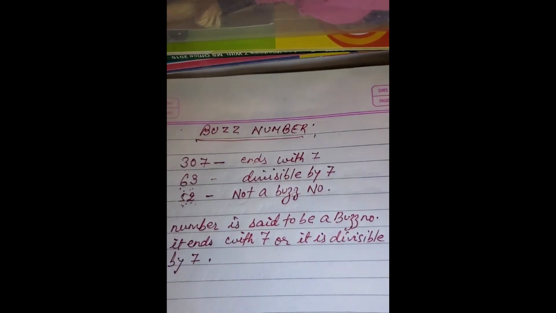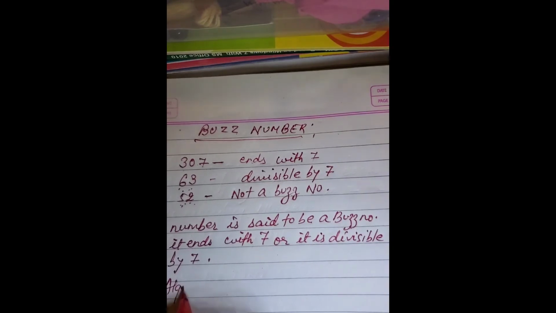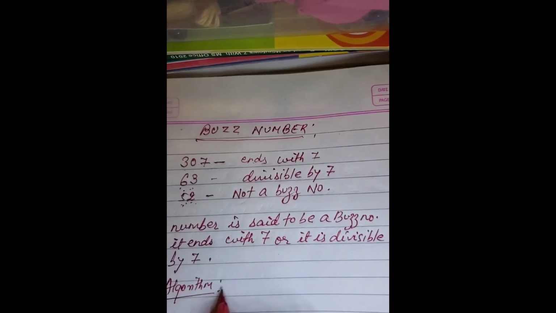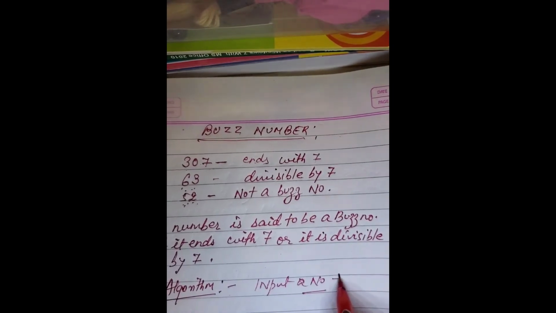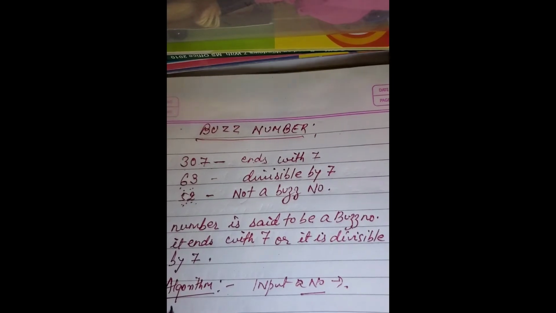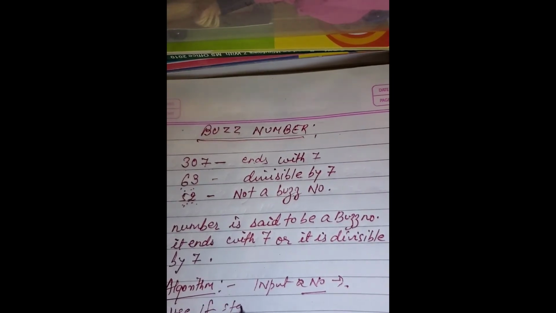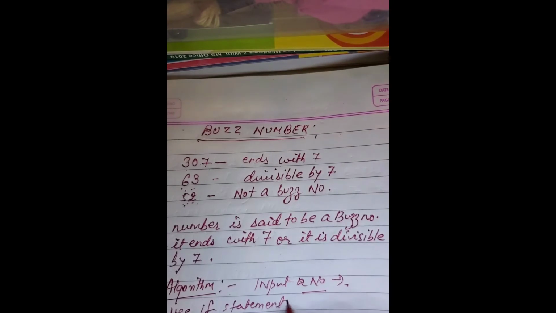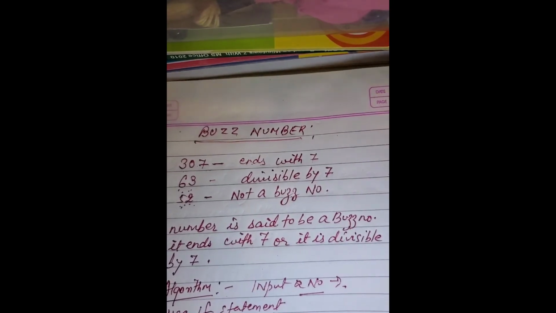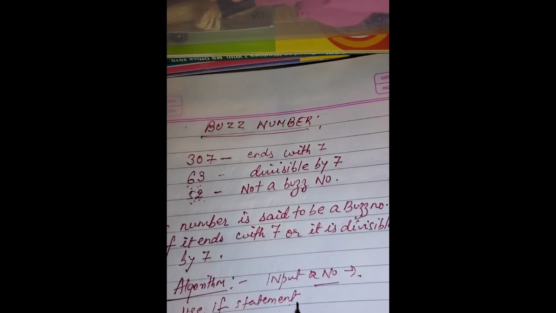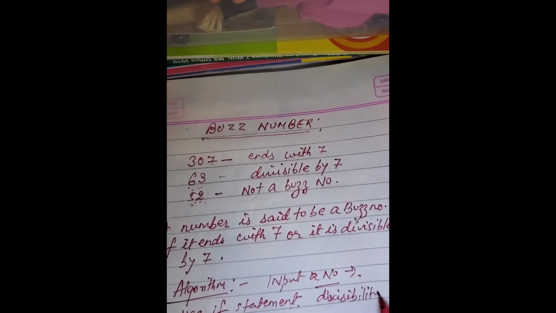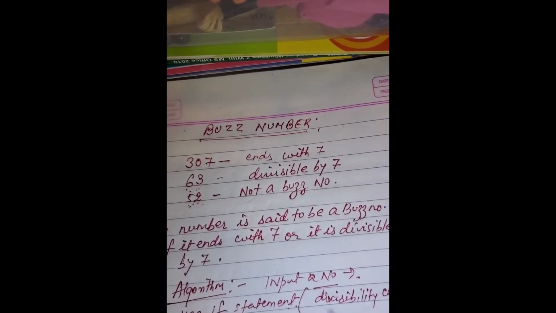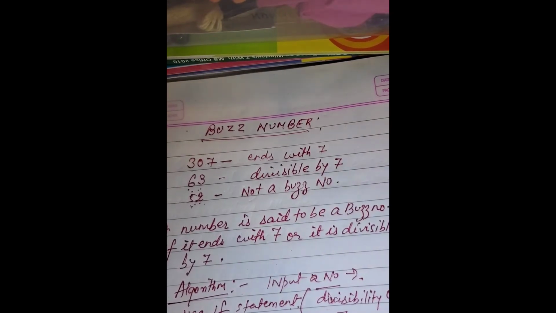So let's start. So what is the algorithm? Means what logic we'll use for this program? Very simple. We'll input a number. First step. Then second step, what will we do? We will use if statement. So we'll put the condition there. We'll write in this that if the number is divisible by 7, means divisibility check. You can say divisibility check, and by the digit 7. Okay, divisibility check we'll do.